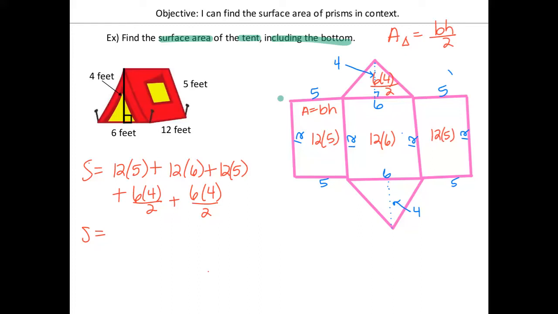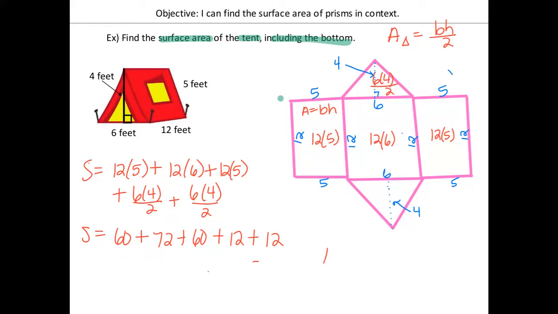I'm going to do 12 times 5. So 12 times 5 is what? 60? Plus, what's 12 times 6? 12 times 6, is that 72? Okay, thank you. Plus 12 times 5 is 60 again. Plus my triangles: 6 times 4 is 24. 24 divided by 2 gives me 12. And I have 2 triangles. So 12 plus 12.